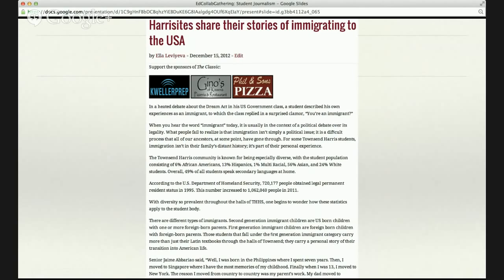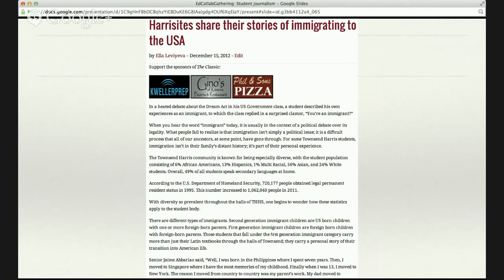Here's another article one of our students wrote where she profiled various students who had immigrated to America. And there's got to be students like this in every school in America. You may not know their story, but she decided she was going to tell their stories. Same thing, this opening line is very narrative.